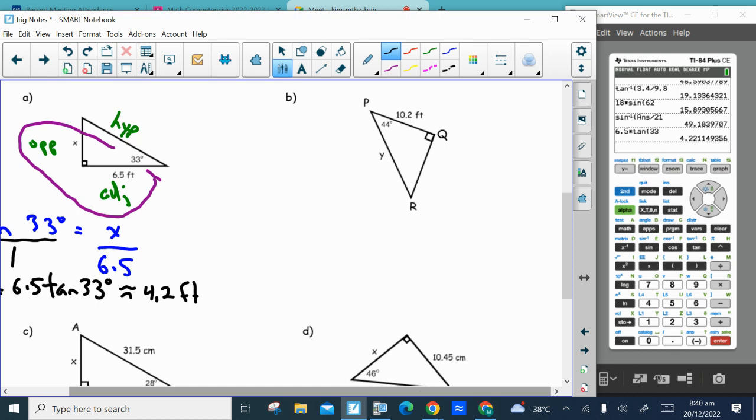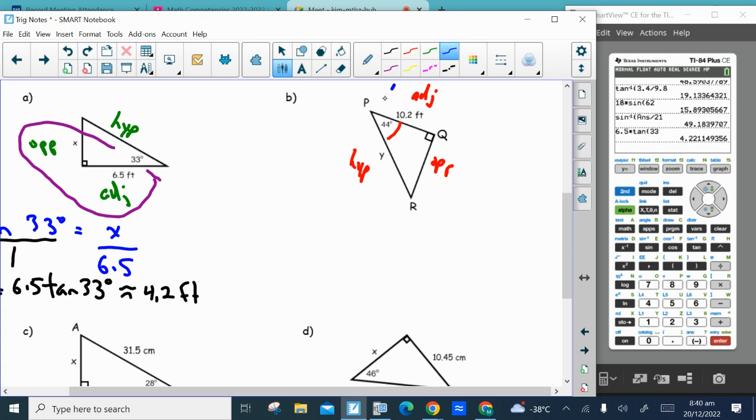Question B. We want to find the length of y, which in this case is the hypotenuse. It's the side across from the right angle. That's what we're trying to find in this case. We're given the angle of 44 degrees. We're going to use that. The side across from that is the opposite. The third side is the adjacent.